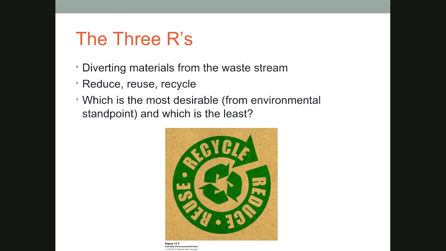Of these 3, reduce, reuse, and recycle, which is the most desirable from an environmental standpoint and which is the least? The answer to that question is reducing is the most desirable from an environmental standpoint, followed by reusing the item and then recycling. So they're actually in the order of what is best for the environment. Reduce, then reuse, then recycle.